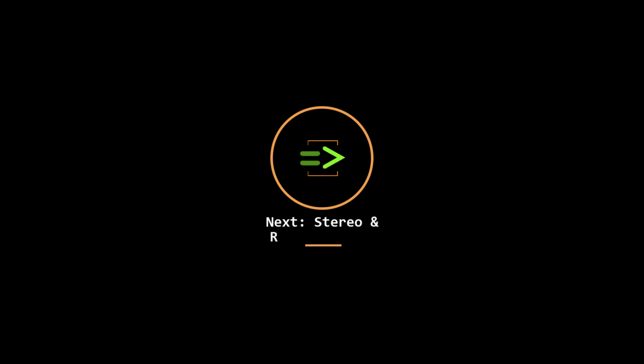In this lesson, we learned about reverbs and delays. In our next lesson, we'll talk about stereo and randomization.